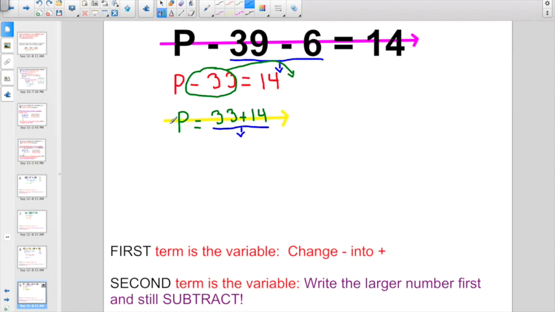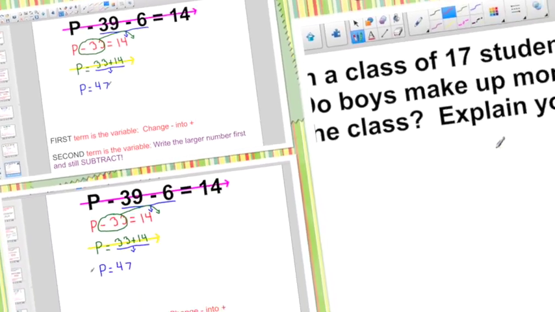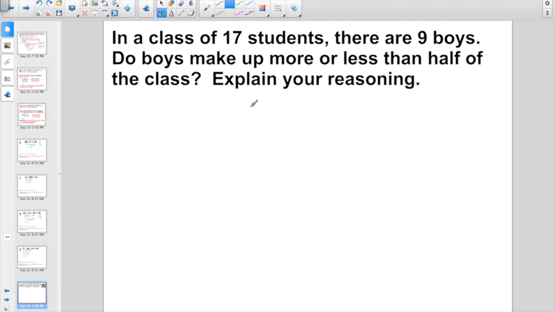Again, we read equations left to right, so let's start off with everything that is not underlined. I did not underline P. I did not underline the equal sign. I did, however, underline and combine 33 plus 14. 33 plus 14, hopefully you can maybe do that one mentally. That would be 47, right? P equals 47.